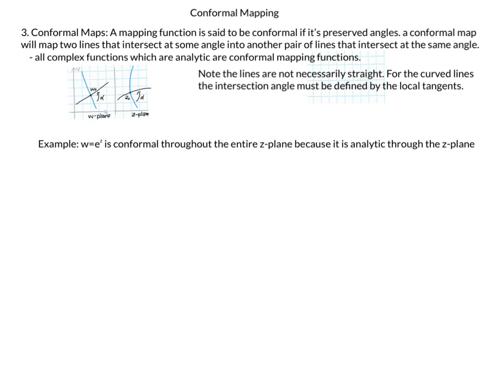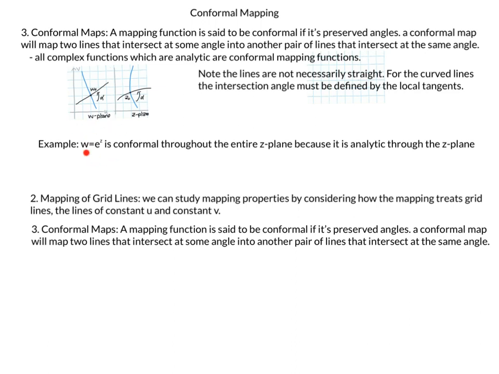I have moved my notes about conformal maps here so that we can have room for an example. So we'll look at the function w(z) equals e to the z, and we know it's conformal because it is analytic throughout the entire z-plane, and by our notes, all complex functions which are analytic are conformal mapping functions. I am going to use this example to illustrate the other two things we covered in this video, which is mapping of the grid lines, so studying this map by looking at how the map treats lines of constant values of u and constant values of v, and then also just verifying some of the angles.